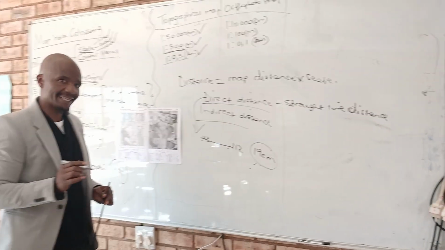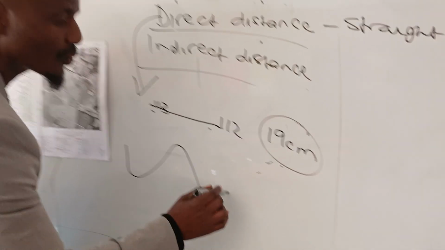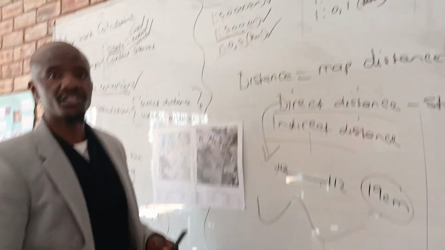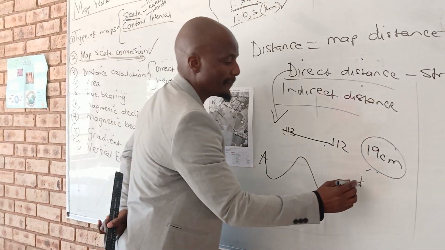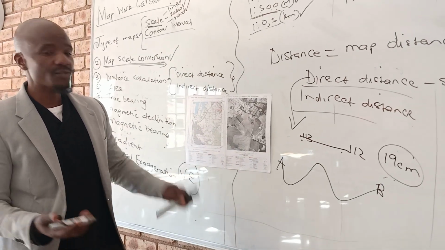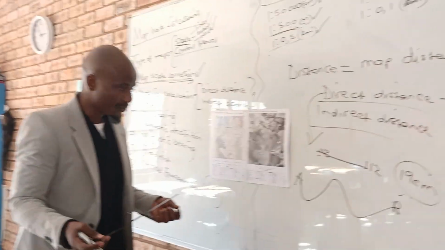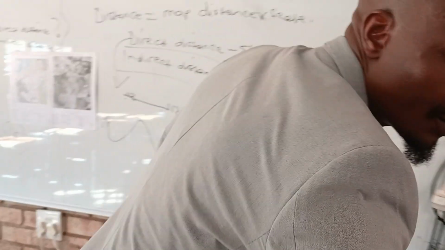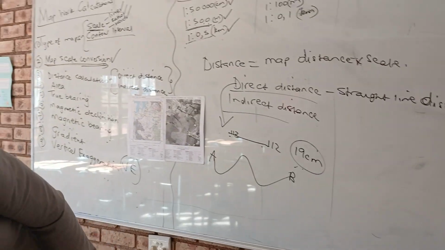When you talk about indirect distance, this is now the distance normally of a road or of a river. This distance is not straight. It meanders, it twists and turns, which means you can be asked to measure, let's say, from A to B. It can be a road, it can be a river that meanders. So what you need to do now, you need to make use of a string. You do not have to use a ruler. This one you need to use a string, or you can use a paper.